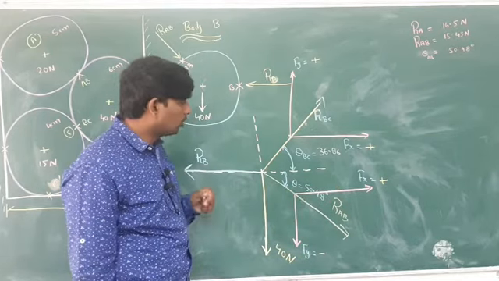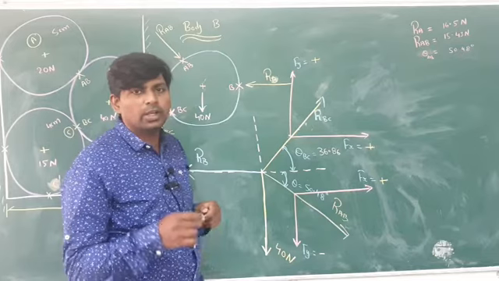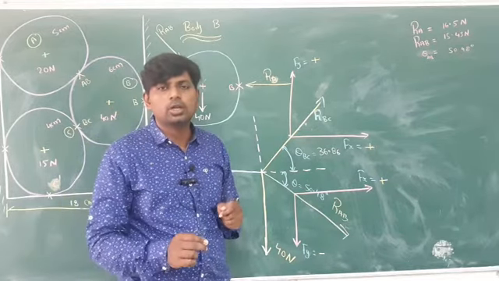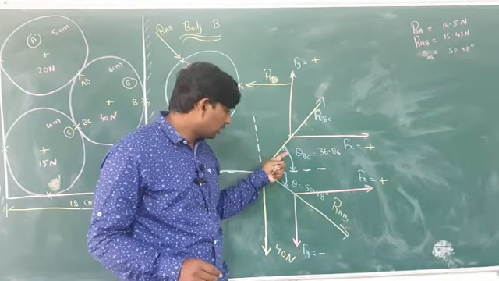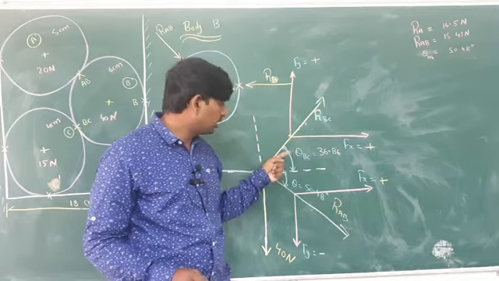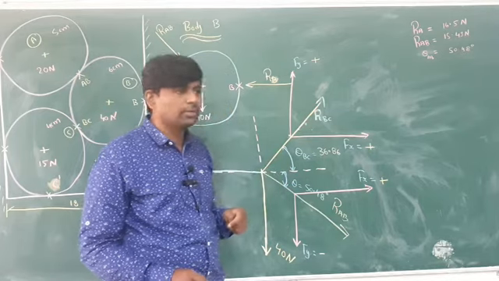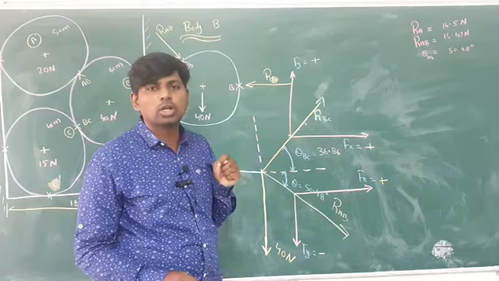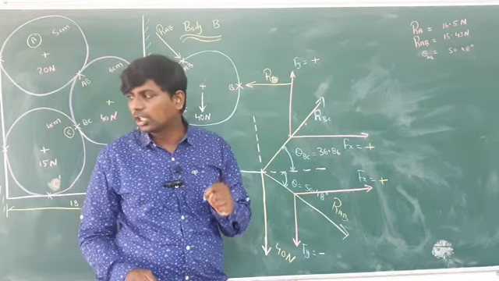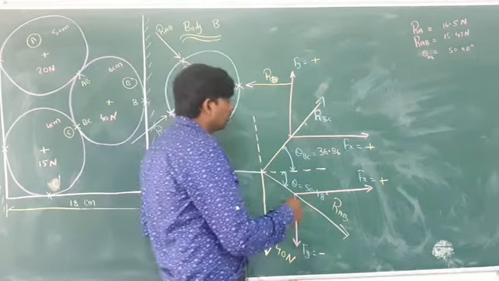After that, you have to identify whether theta is lying with horizontal or vertical. As you can see here, the theta is lying with horizontal. So horizontal you have to take as cos and vertical you have to take as sine.